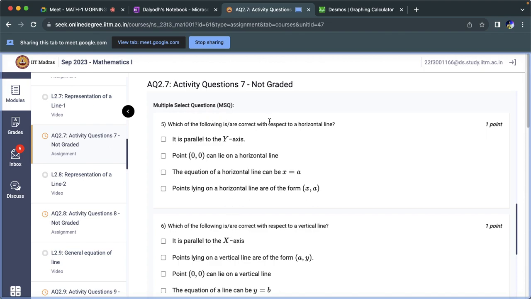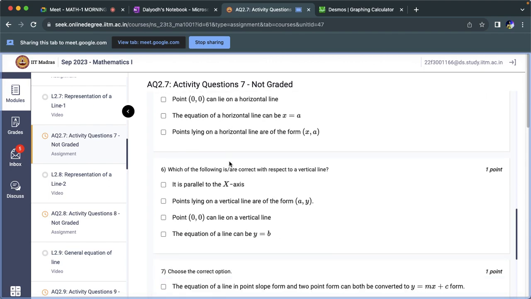Which of the following are correct with respect to a horizontal line? What is a horizontal line? What are the answers for it?